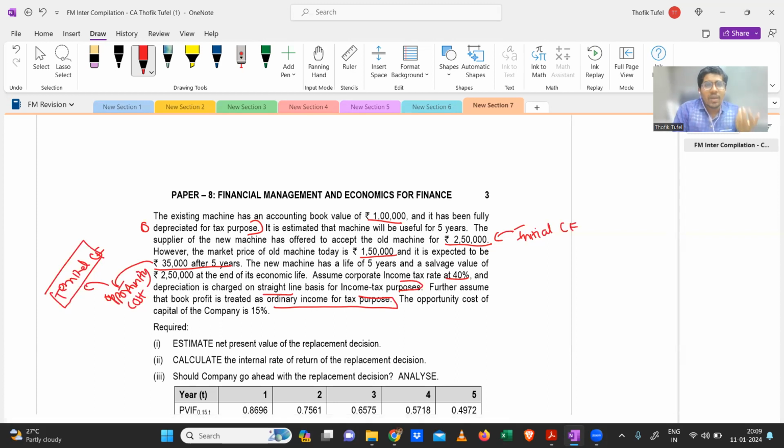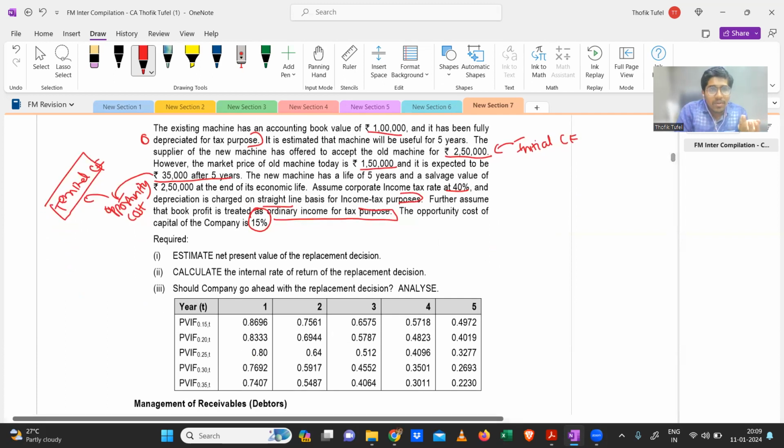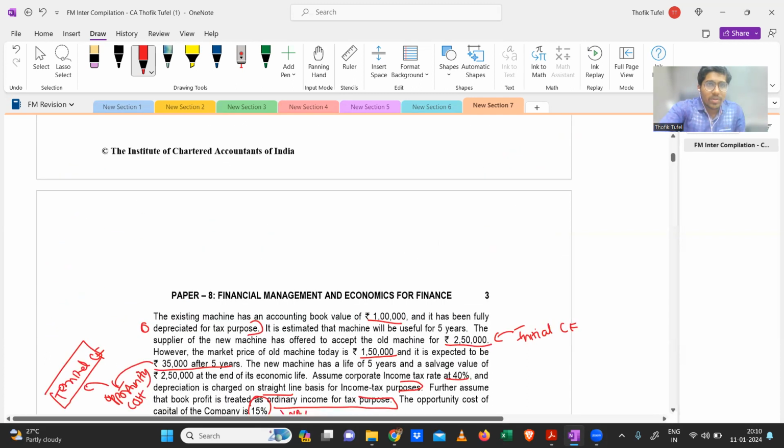The opportunity cost of capital is 15%. So the opportunity cost of capital is nothing but the discounting rate. What discounting rate do we have to take? We have to take 15% discounting rate to calculate NPV. The question is clear. Estimate the NPV for the replacement decision. Second, calculate the IRR for the replacement decision. And third, we have to take the decision: should the company go ahead or not? The question is clear. Now let us solve, one by one. It is very clear.